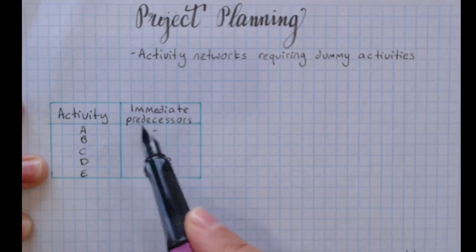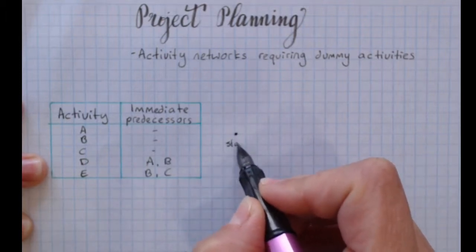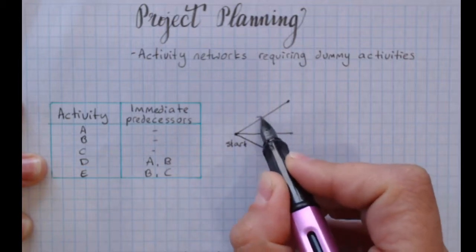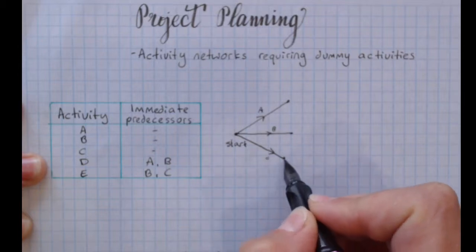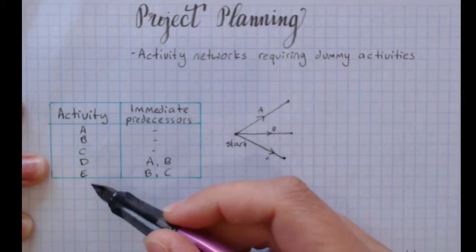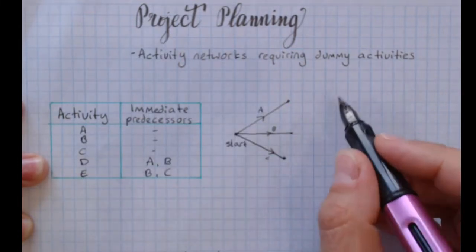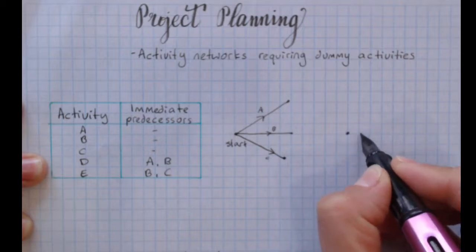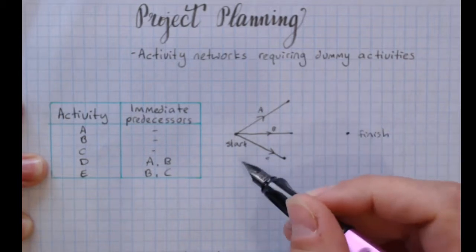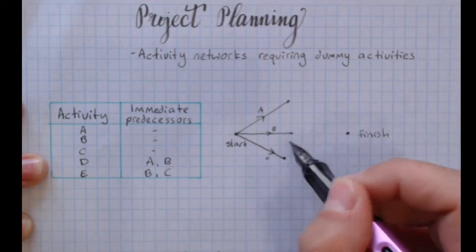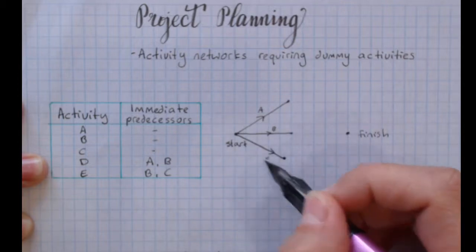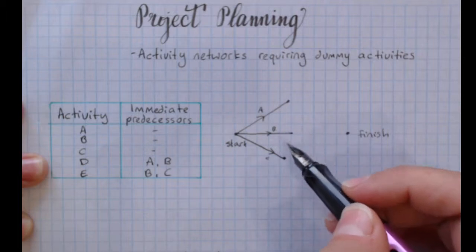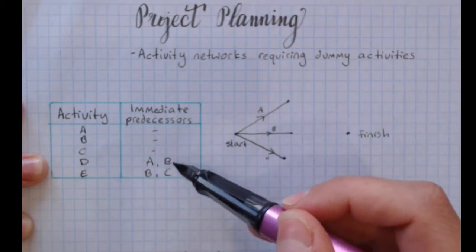So A, B, and C have no immediate predecessors, so they're going to come straight off the start vertex. We've got A, B, and C. And D and E are not immediate predecessors for anything, so D and E will go straight to the finish. But E needs to come off from C and B. But we can't bring C and B both together because D doesn't need C. So we can't show that there's this B required for both of them.